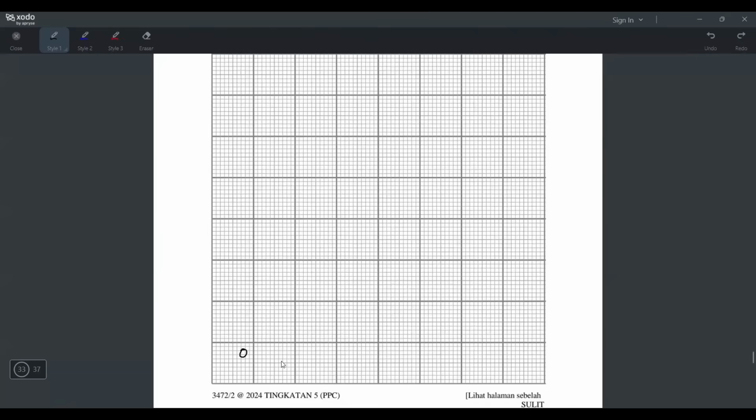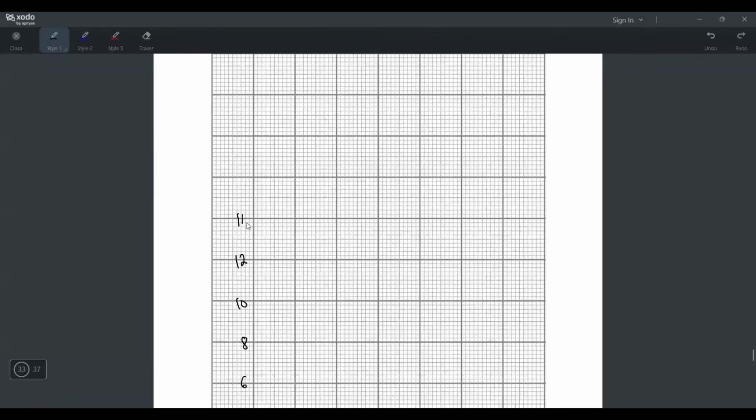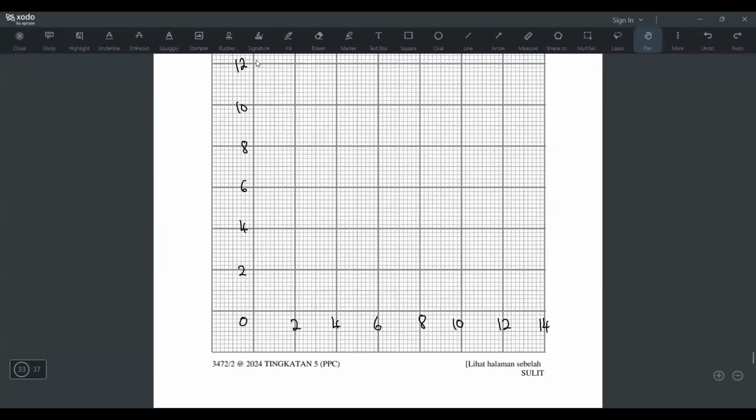So just put it at the bottom left, and then here just put 2, 4, 6, 8, 10, 12, 14, and so on. All right, and then here will be 0, 2, 4, 6, 8, 10, 12, 14, 16, 18, 20, and then stop here. So this is your Y, and this is your X.